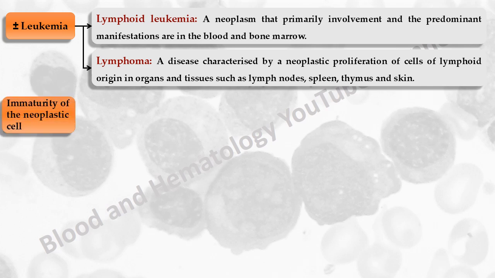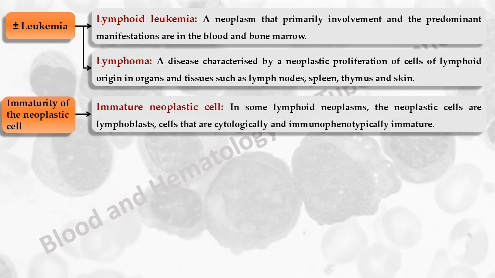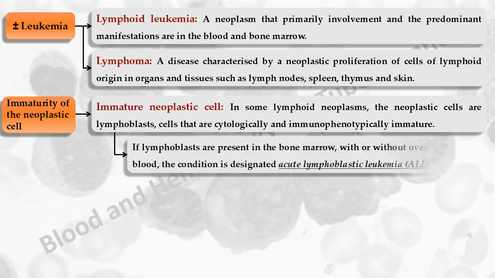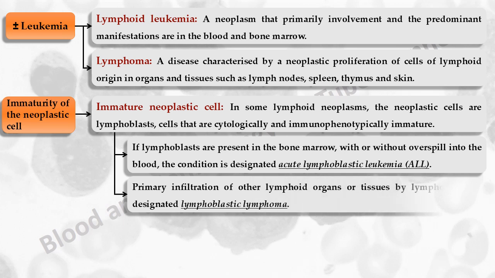Lymphoid neoplasms can also be categorized according to the immaturity of the cell. In some lymphoid neoplasms, the neoplastic cells are lymphoblasts, cells that are cytologically and immunophenotypically immature. If lymphoblasts are present in the bone marrow, with or without overspill into the blood, the condition is designated acute lymphoblastic leukemia. Primary infiltration of other lymphoid organs or tissues by lymphoblasts is designated lymphoblastic lymphoma.